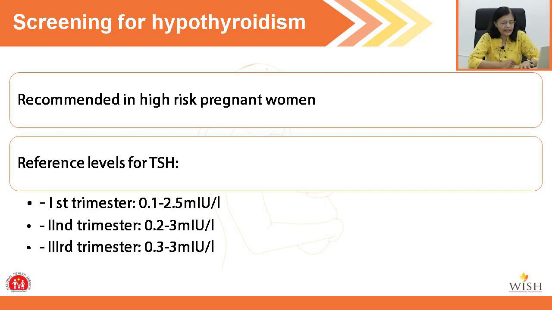So it is slightly lower compared to the normal, non-pregnant person. So this should be considered, and accordingly we have to manage these patients.